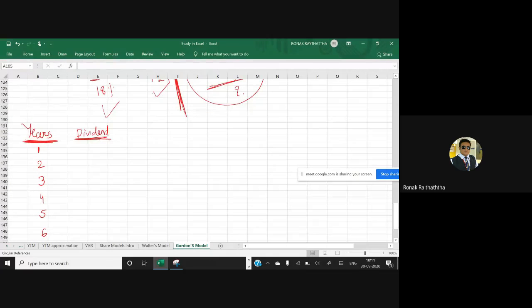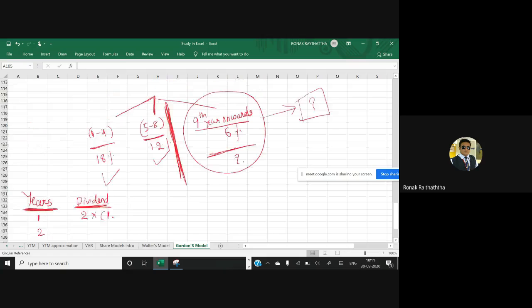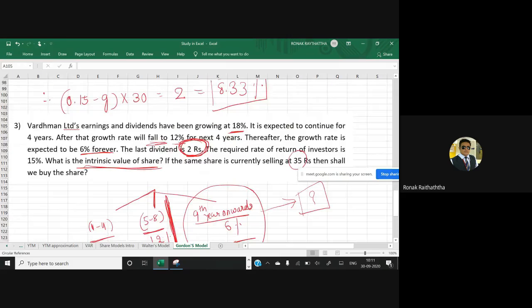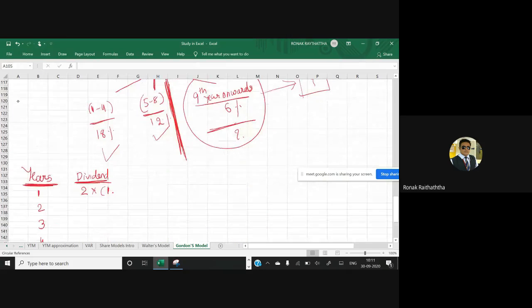So what is current year's dividend? We need to add the growth rate of current year to get the dividend of the current year. So current year's growth rate is 2 multiplied by 1 point, कितना growth rate है भैया? 18%. So 2 multiplied by 1.18. That would be the dividend of the current year, right?